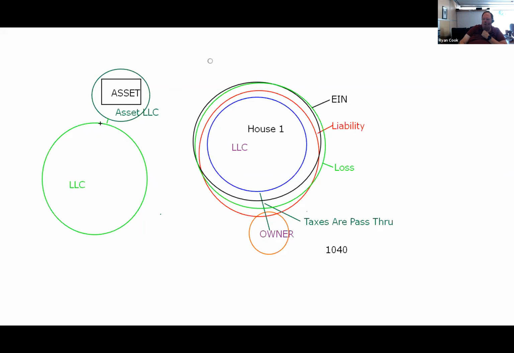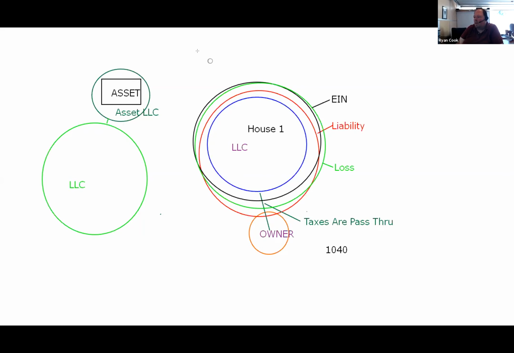And it's owned 100%. So remember what I said? The taxes pass through when it's 100% owned, and it can be a corporation. That's the important thing. The owner can be a corporation. If it's 100% owned, it's just like a sole proprietorship. So, Corporation Bob, this one, LLC Bob, owns Asset LLC.